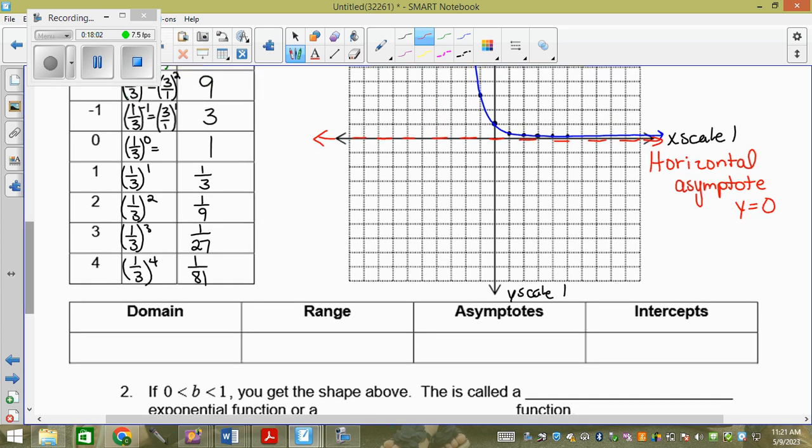So my domain on this one's still going to be the same. It's still going to be x in the reals. It's still going out forever in set notation. And in interval notation, negative infinity to positive infinity. Did my range change? Just the shape of the graph changed, right? But my range is still y greater than 0. Not equal to, because that's where my asymptote's at. In interval notation, that's 0 to infinity. My asymptote is still a horizontal asymptote.